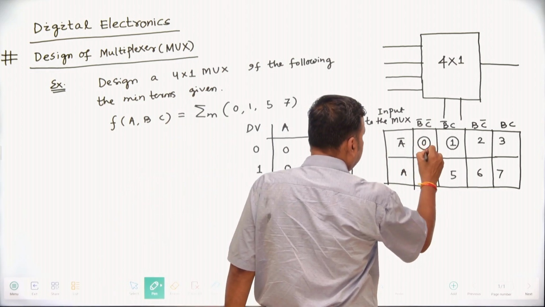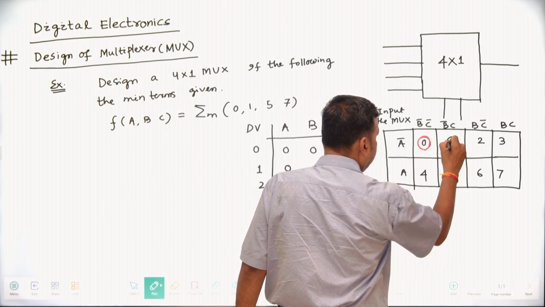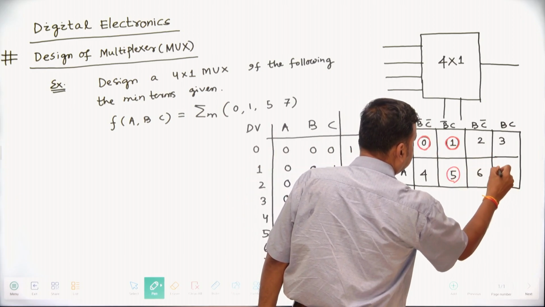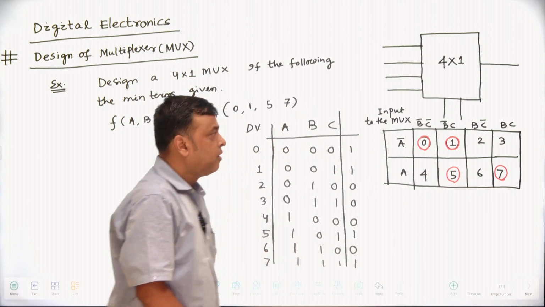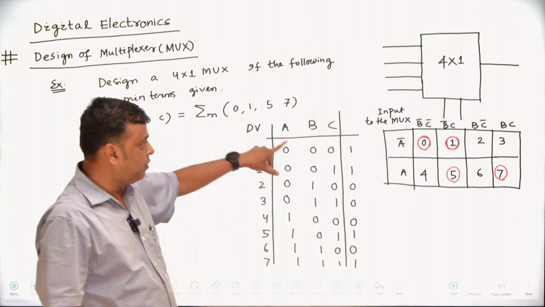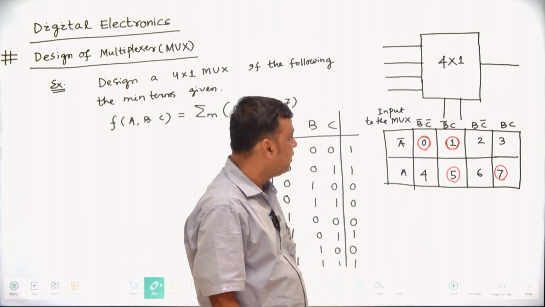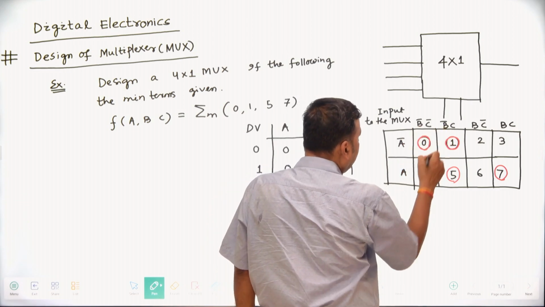This is your 0 and this is your 1. Then what? 5 and then 7. Since there are 4 min terms, you have to encircle them. I mark them with red circles. So then, what is this?